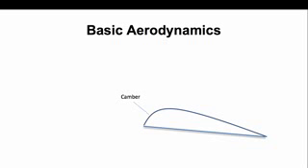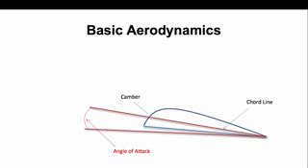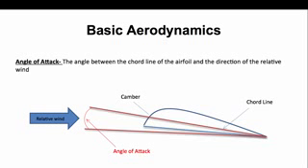The camber is the characteristic curve of the airfoil's upper and lower surfaces. The chord line is an imaginary straight line drawn through the airfoil and the direction of the relative wind. The chord line is a very important determinant of what's called the angle of attack. The angle of attack is simply the angle between the chord line and the direction of the relative wind.